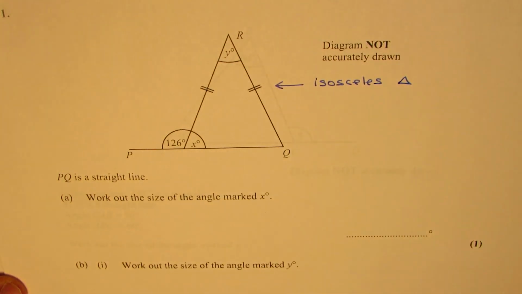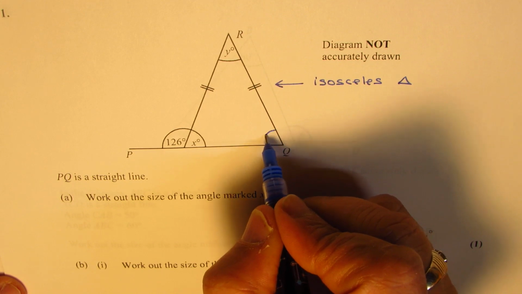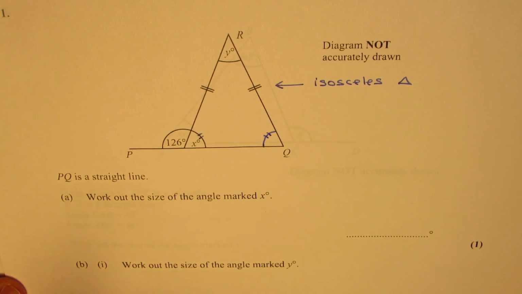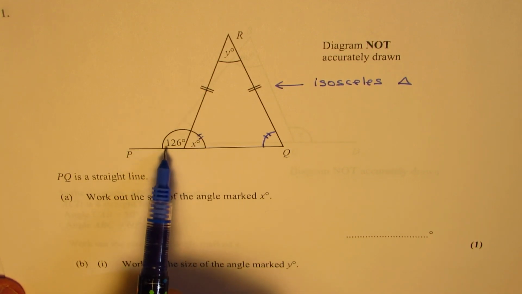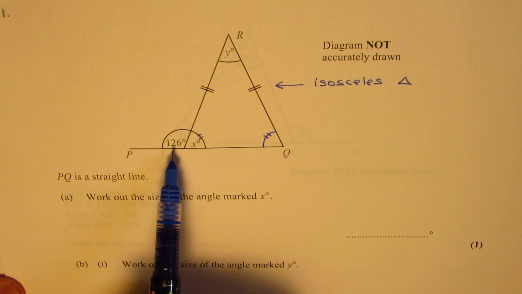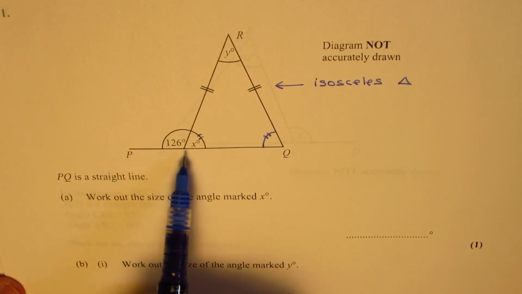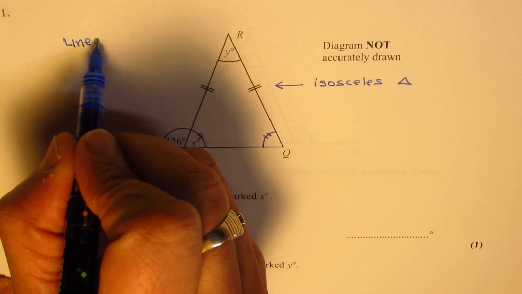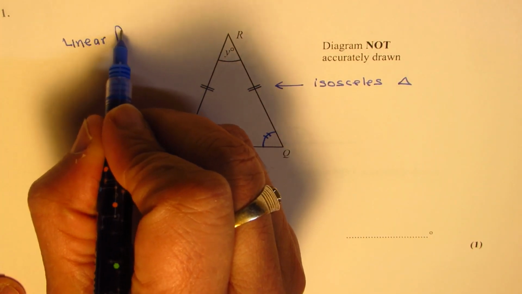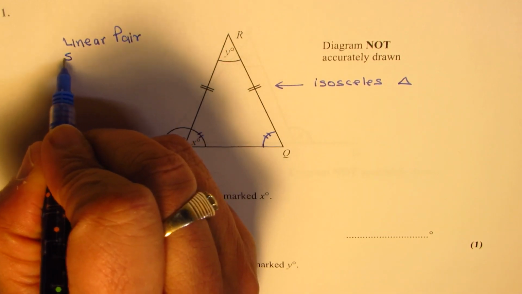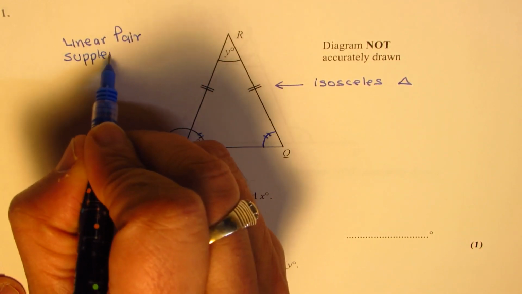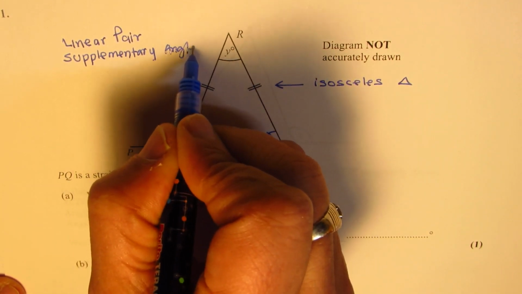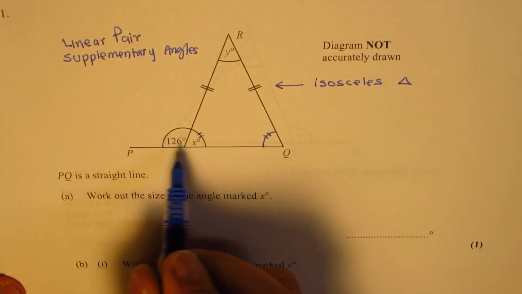Let me write like this. That means these two sides are equal, so the angles are equal, right? That is one thing. What we are given actually is one angle, which is 126. We can start from here, and this forms a linear pair. What you notice here is a linear pair, which we also call supplementary angles. So their sum is 180 degrees.